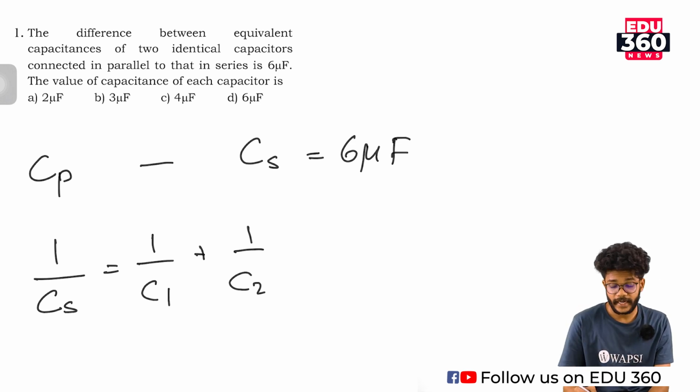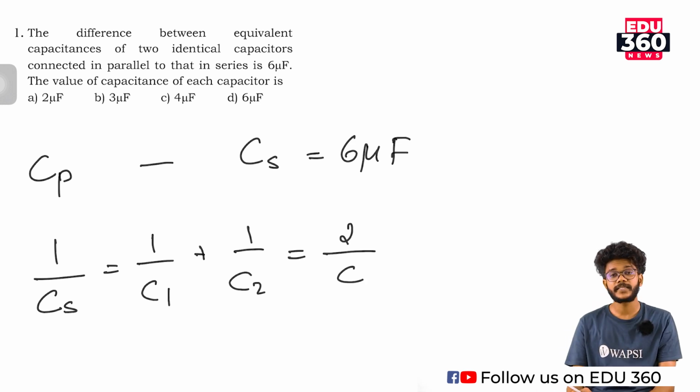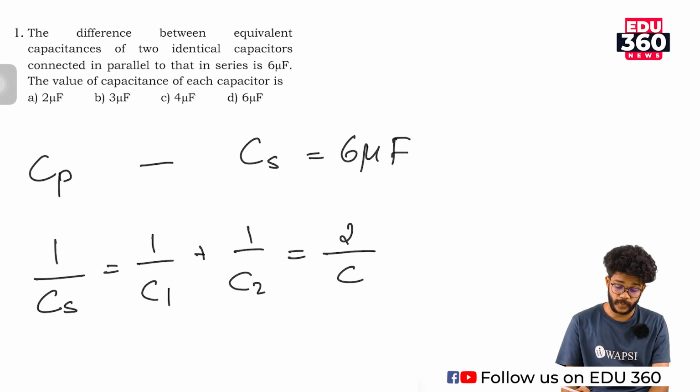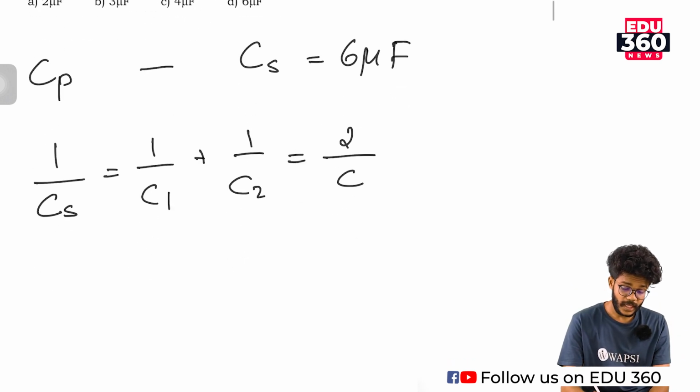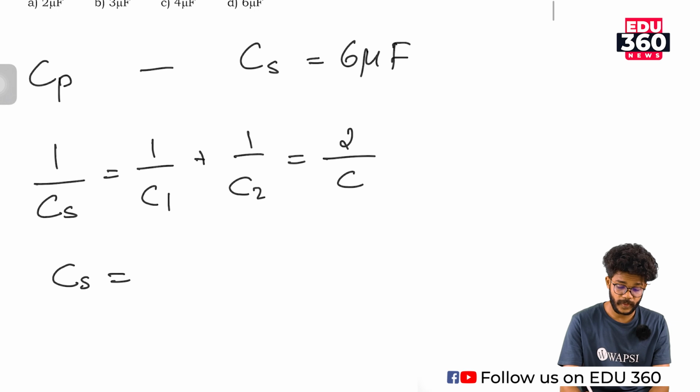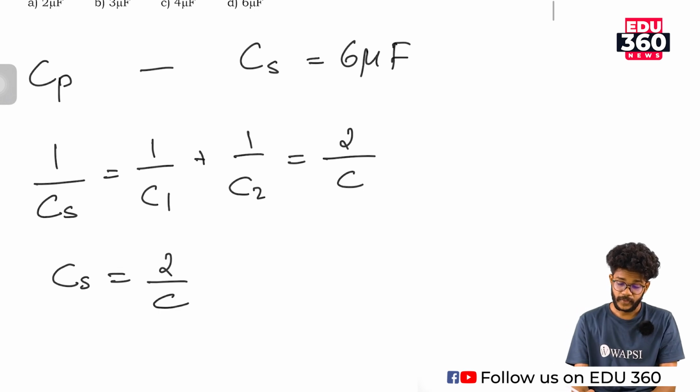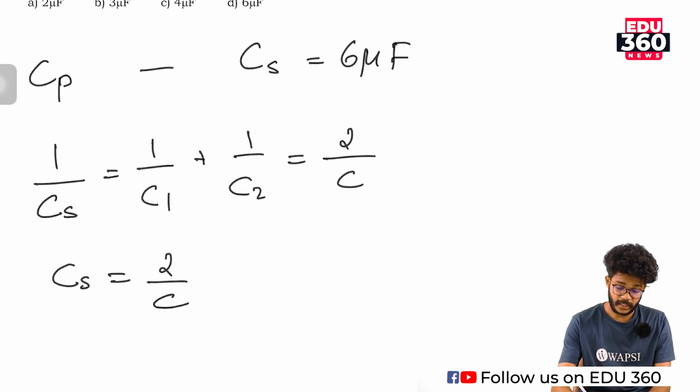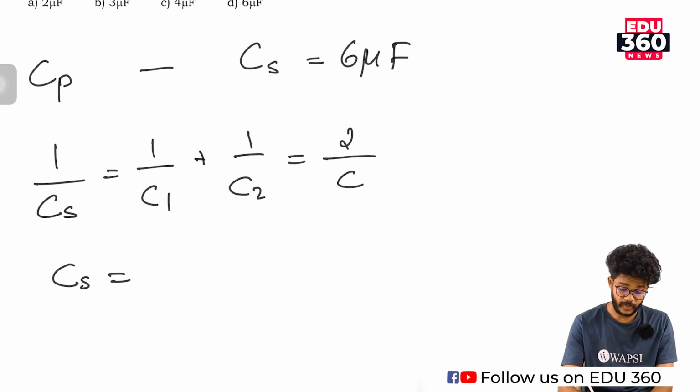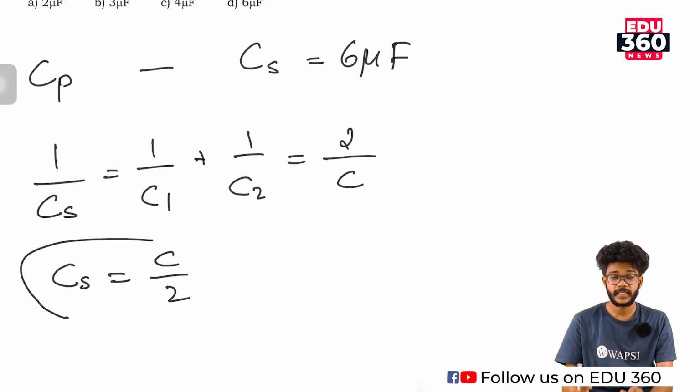C1 and C2 are equal, so we can write this as 1 by C plus 1 by C is equal to 2 by C. So 1 by Cs is equal to 2 by C, so Cs is equal to C by 2. Put that in a box.